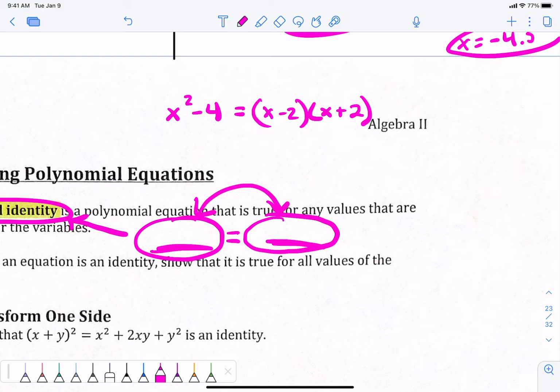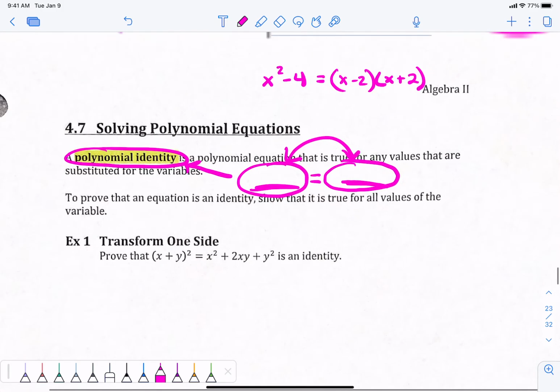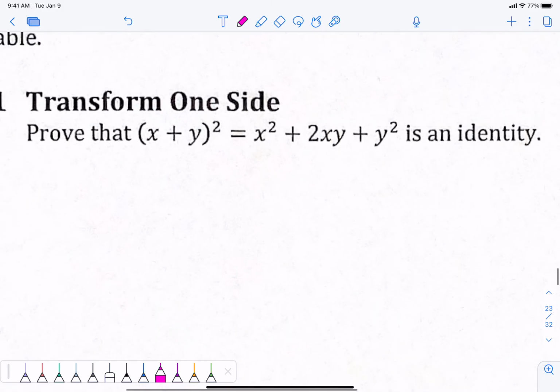So what we're trying to do in this is prove that it is an identity. Okay, listen to this very carefully. Example 1 says prove that this is an identity, which means that we know it's the same on both sides, but I want you to show me why. So the answer is not just to write down an answer. We know the answer is yes. We're trying to show why that is true, okay?